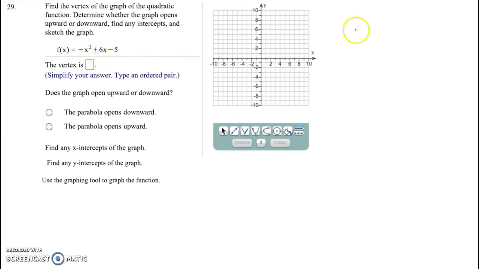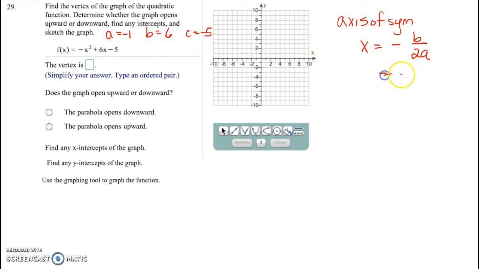So if you've got an equation that's in standard form, then your vertex and the x value of your vertex, I always like to start with the axis of symmetry. I know the book does it the other way around. The formula for the axis of symmetry is x equals the opposite of b divided by 2a. This is in standard form. My a equals -1, b equals 6, c equals -5. Okay? I'm going to plug that in.